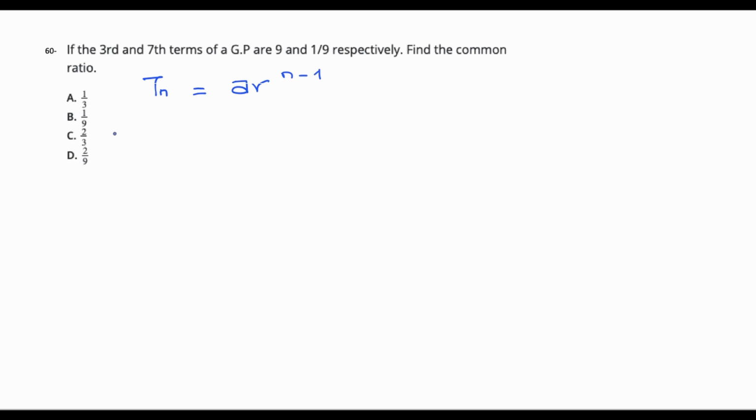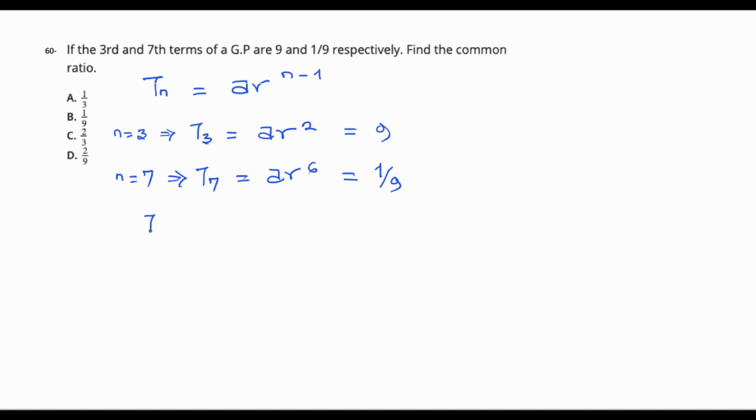So we know that for our third term, n is equal to 3. And that means T3 is equal to ar raised to the power 3 minus 1, which is 2. And we're told that this is equal to 9 from our question. And for our seventh term, n is equal to 7. So here T7 is equal to ar raised to the power 7 minus 1, which is ar raised to the power 6. And this is 1 over 9.